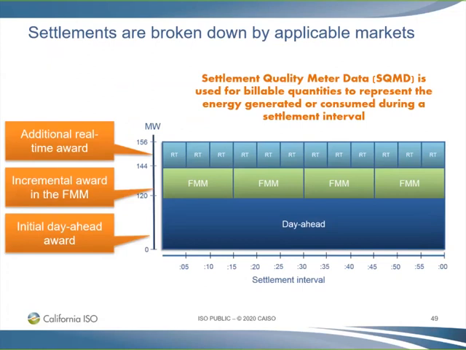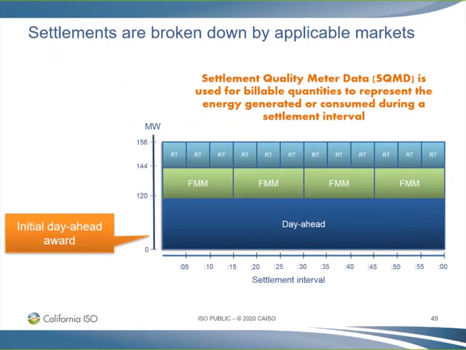So this diagram that we're looking at here simplifies the energy settlements for the day-ahead market and two real-time markets. In this example, the resource was awarded 120 megawatts. So let me remove the animation and go back here. So this resource was awarded 120 megawatts in the day-ahead.